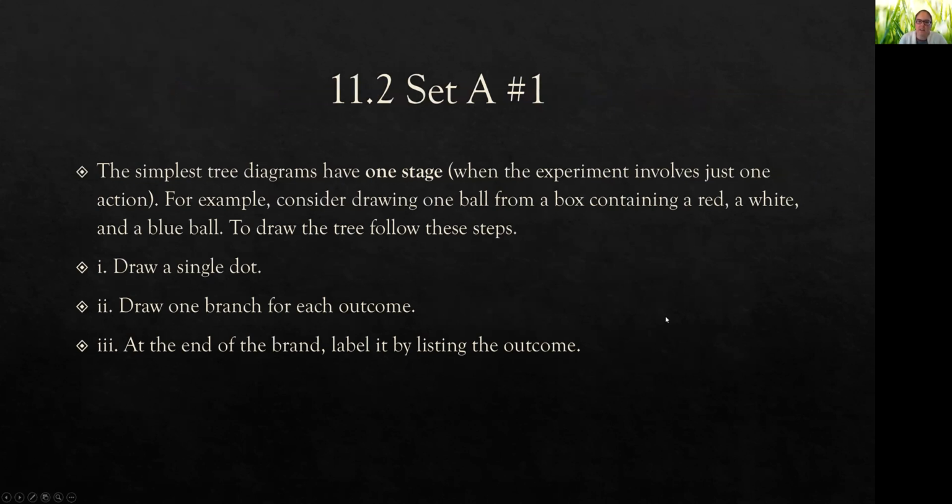So now we're going to take a look at problem number 1. It says the simplest tree diagrams have 1 stage, when the experiment involves just 1 action. So for example, consider drawing a ball from a box that contains a red, a white, and a blue ball. And we're going to draw the tree diagram. So first we start with a single dot, and then we draw a branch for each outcome. And then at the end of the branch, we label it by listing that outcome.